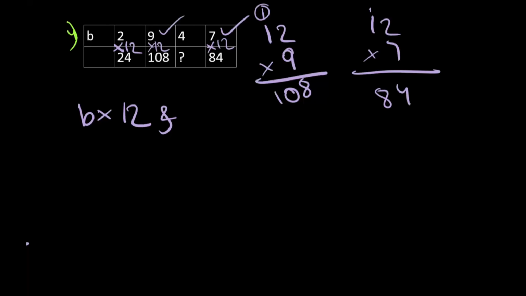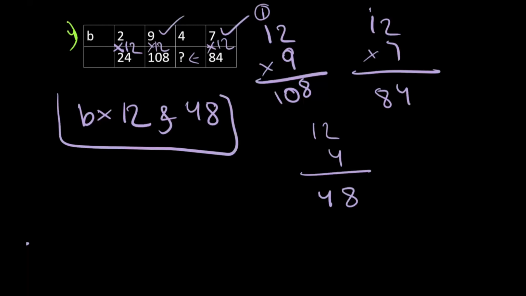Now we need to figure out what this is. So we have to do 4 times 12. So 4 times 2 is 8, 4 times 1 is 4. So our answer will be 48. Okay, so let me just erase this arrow mark and write down 48 over here.